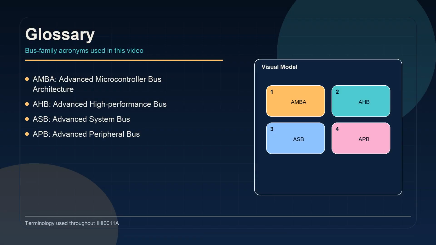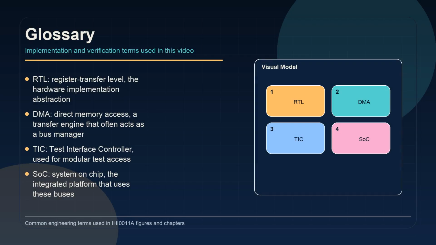To close, here is a glossary for the core bus family acronyms. AMBA stands for Advanced Microcontroller Bus Architecture. AHB is Advanced High-performance Bus. ASB is Advanced System Bus. And APB is Advanced Peripheral Bus. RTL means Register Transfer Level. DMA means Direct Memory Access. TIC means Test Interface Controller. SoC means System on Chip, the integrated platform where these buses and verification rules come together.